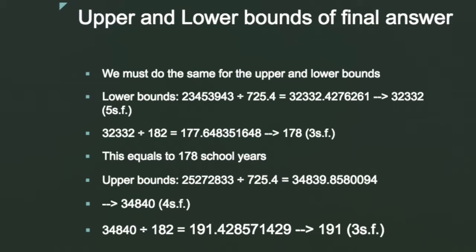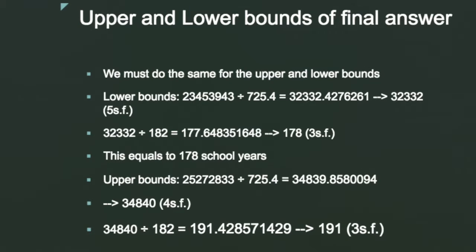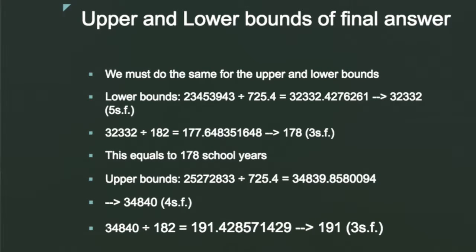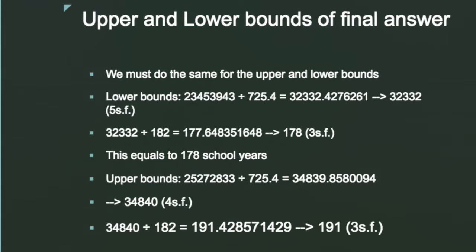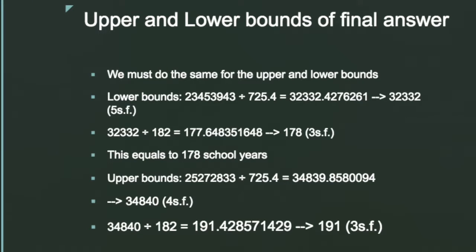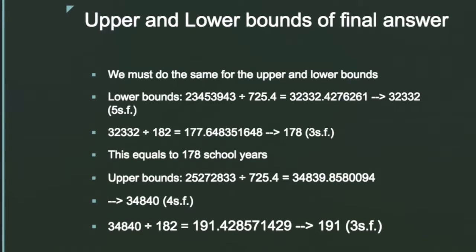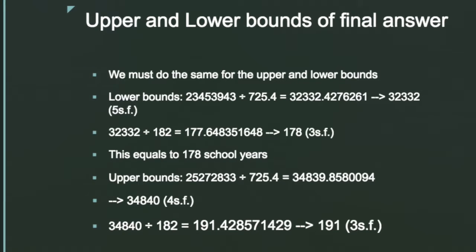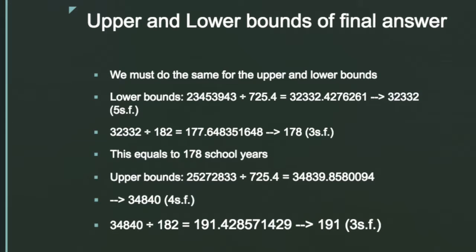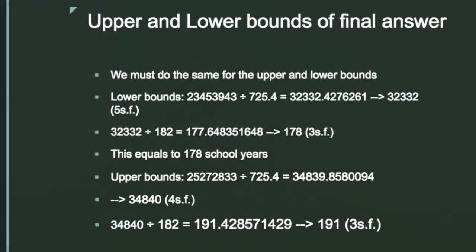So for the lower bounds, we got 23,453,943, and we divide it by again 725.4. This would give us 32,332.4276 and so on. We then round that to 5 significant figures, which is 32,332. We divide that number by 182, which is how many school days you have a year, as said. We then get 177.6 and so on. We have to round that to 3 significant figures, which is 178. So this means that the lower bound calculation would equal to 178 school years.